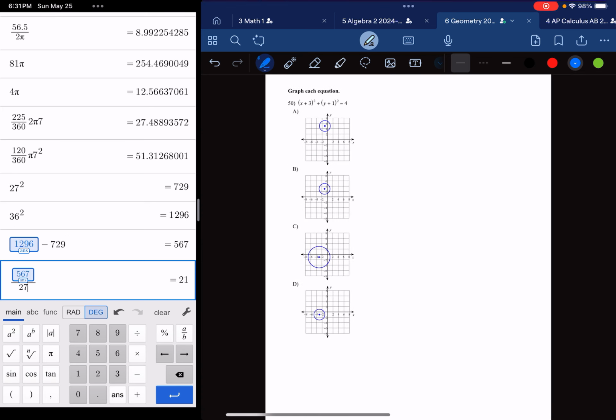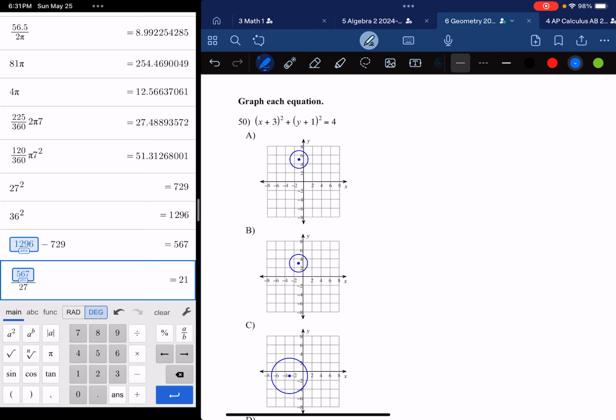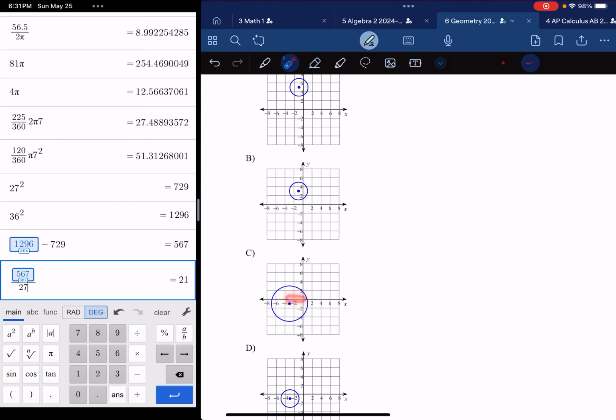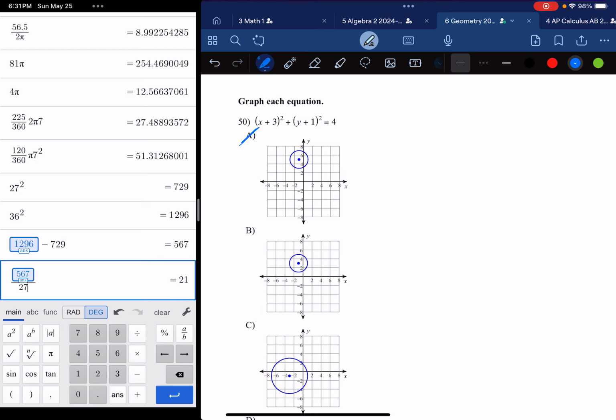Moving on to number 50. We're just graphing, so you kind of do the opposites. For the center, the x-coordinate, you normally move it right 3, but it's the opposite, so you're going to move left 3. So these are moved left 3. Move left 1 to get to that center. This one moved left 1 to get to that center. This one moved left 3. This one moved left 3. So it's between A and B, just on the fact that we moved left 3.